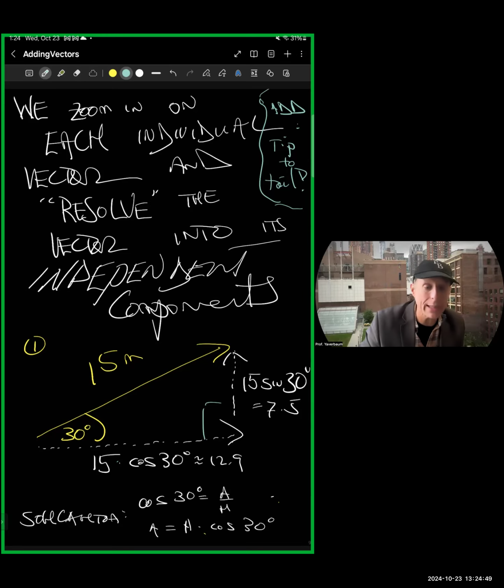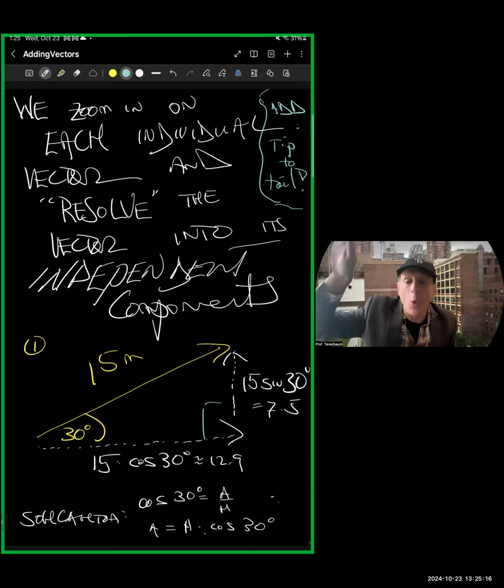So what does that mean? It means that when I went 15 meters at 30 degrees northeast, what I was really doing was the equivalent of going 12.9 meters to the east while going 7.5 meters to the north. Again, this is really what you were seeing in lab 3. So for my first vector, all I did was break it up. I haven't added anything. I just resolved it into its individual one-dimensional components.